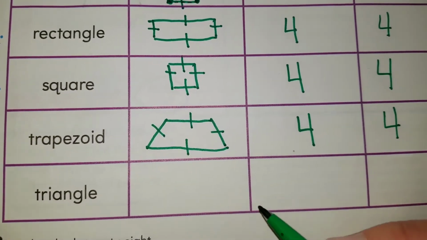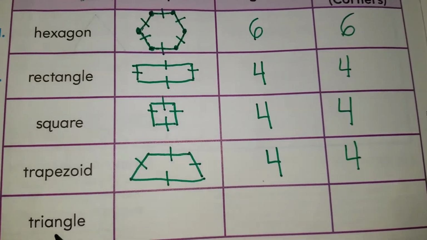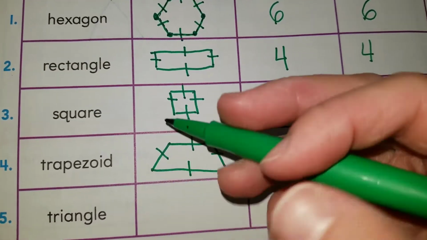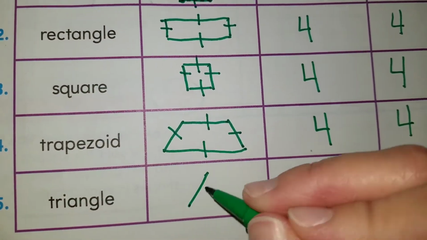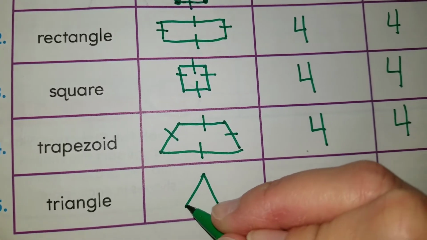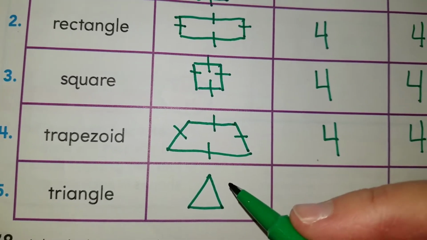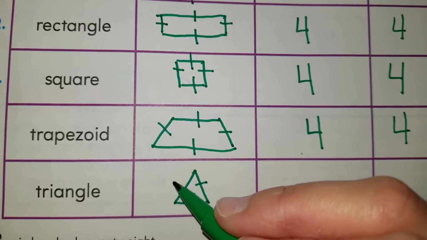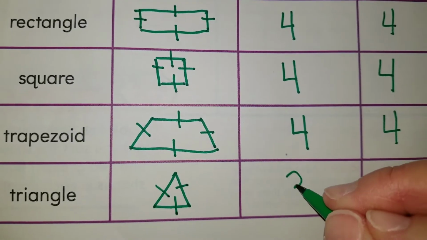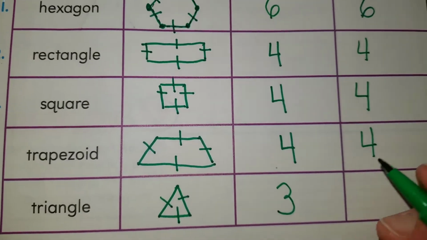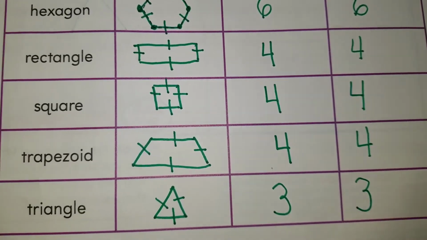All right, and we're going to take a look at our last shape on this page, triangle number 5. A triangle has 3 sides. 1, 2, and 3. How many sides did we say? 1, 2, and 3. 3 sides. If it has 3 sides, it must have 3 vertices.